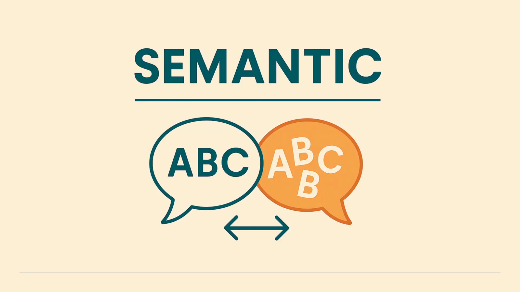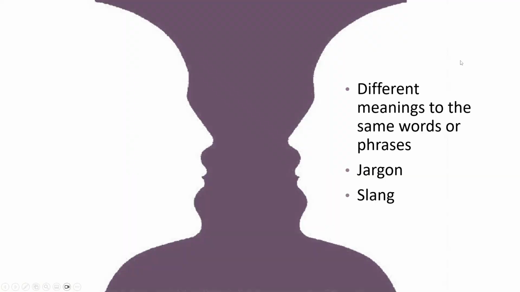Next noise we're going to tackle is semantic noise. Semantic noise, what is that? That's anything to do with the meaning of words, symbols, structure, general of communication. So, different meanings to the same words or phrases. Think about it. English is not just spoken in the US.